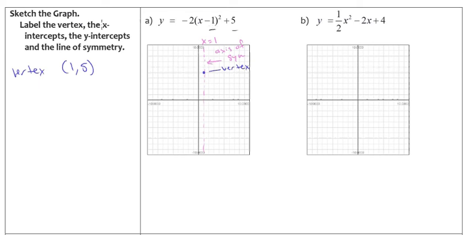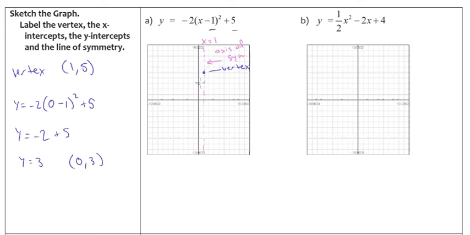As we're finding the y-intercepts, you might be tempted to just say that it's 5, but make sure you pause for a moment and consider, where do I have y-intercepts? Well, I have them when x is 0. So let's see what we actually get. We have y equals -2 times, and I'm going to plug in 0 for x, so 0 minus 1 squared plus 5. Well, 0 minus 1 is -1, and -1 squared is +1, and +1 times -2 is -2, and -2 plus 5 is 3. So our y-intercept is at 0, 3, not at 0, 5.